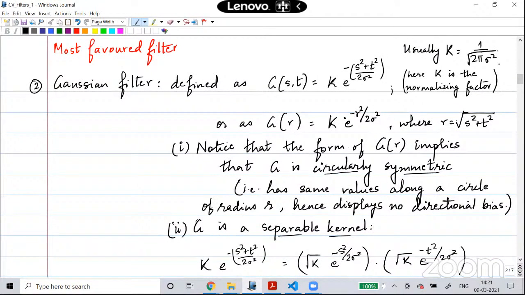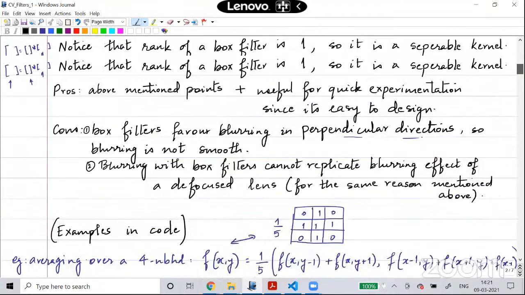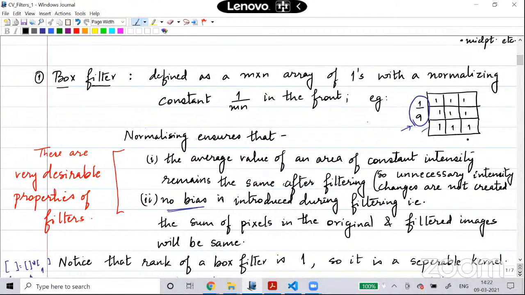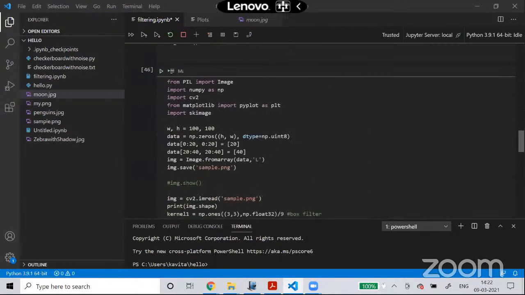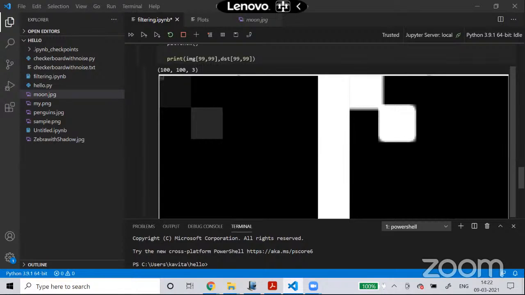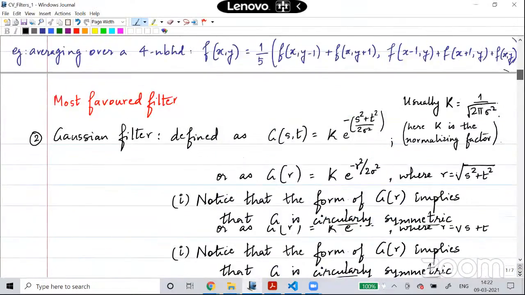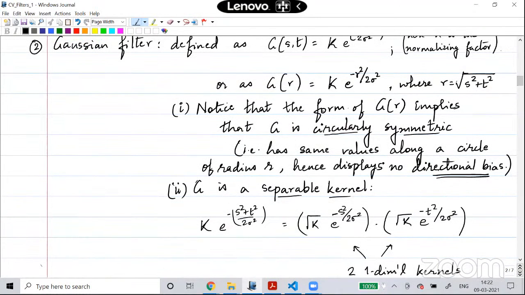If you write it in polar coordinates, the same function looks like this. And this tells us that G of r is circularly symmetric. The picture also tells you that. The point is, it has the same values along a circle of radius r, so it has no directional bias. On the other hand, when we had these box filters, you would get something in the x direction and something in the y direction. Even in those images that I showed you earlier, the blurring wasn't smooth or round. It was in perpendicular directions, with something happening in the x direction here, and something happening in the y direction here. This kind of directional favoring does not happen with Gaussian blurring, because it is circular. It goes around this circle, which has the same values.